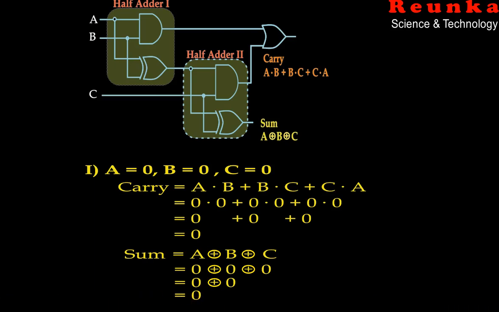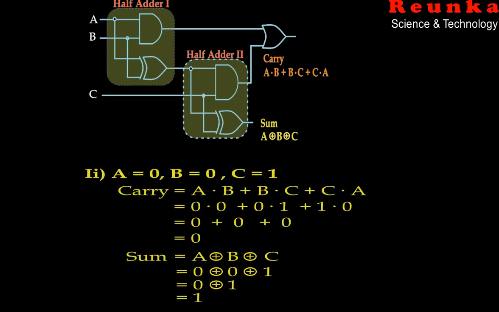So 0 dot 0, 0 dot 0 and 0 dot 0. So 3 products of 0 are added, and the output will obviously be 0. Now at the sum, A XOR B XOR C. We are used to 2 input XOR gates, so first 0 XOR 0 will be 0, and if the third bit, that is 0, is again XORed, the output will be 0 XOR 0, which is 0. So here if all the inputs are 0, carry is found to be 0 and sum is also found to be 0.